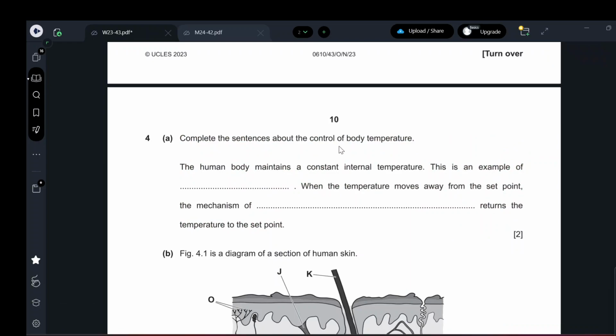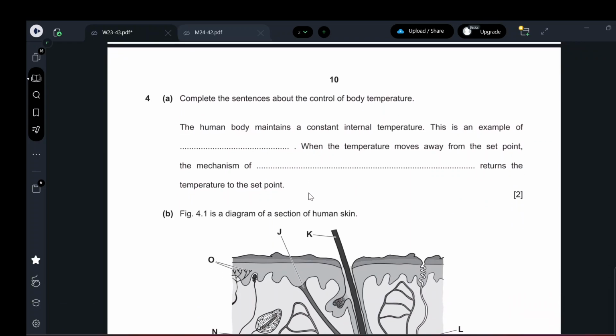Question 4, complete the sentence about the control of body temperature. The human body maintains a constant internal temperature. Maintaining a constant internal environment is an example of homeostasis. When the temperature moves away from the set point, the mechanism of what returns it to the normal set point?